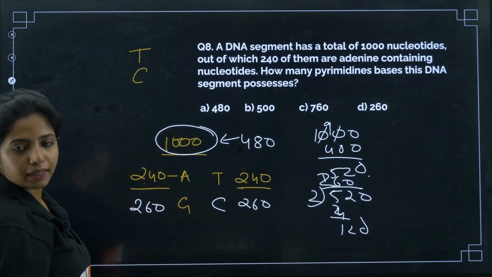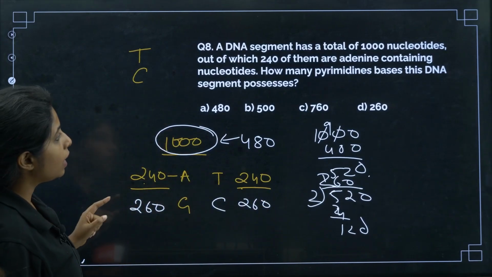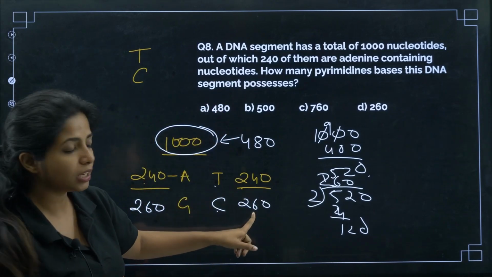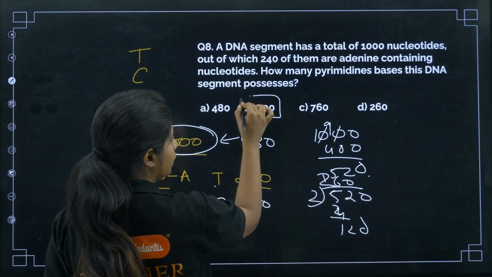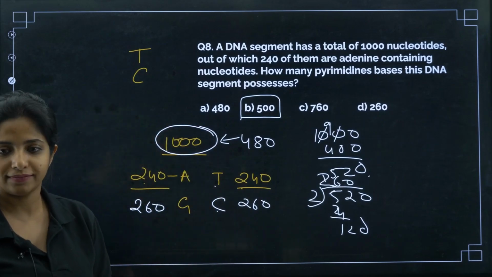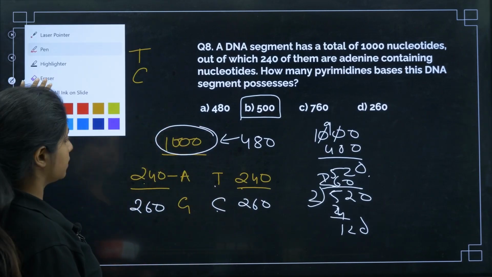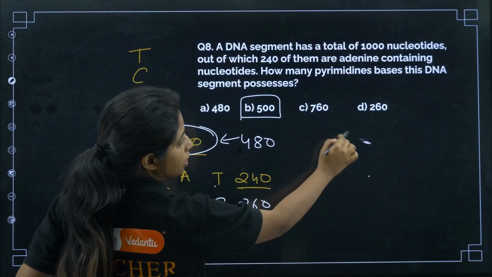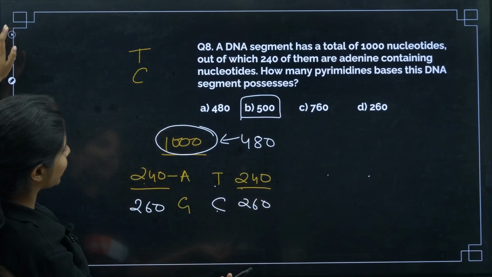Now if you do the total, my dear children, it will be 1000. So you are asked how many pyrimidines are there. So T and C, how many of them are there? 240 plus 260 is equal to what? 500. So this becomes your answer. Cool? Works? So the calculations are just to confirm, otherwise what if I make a mistake?